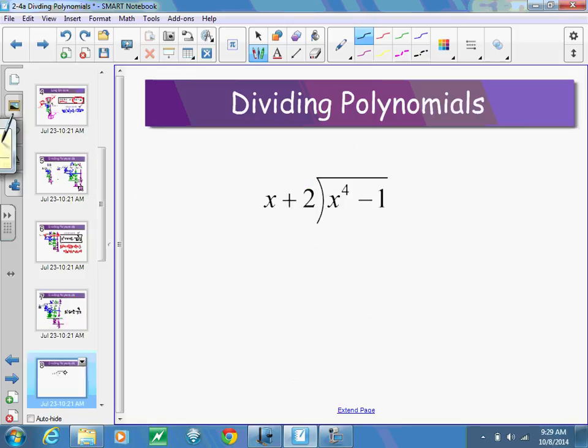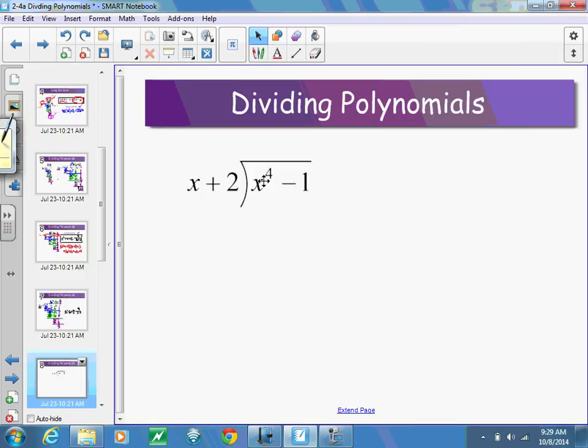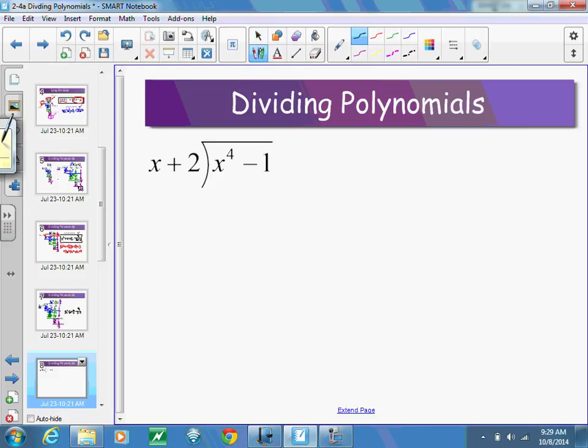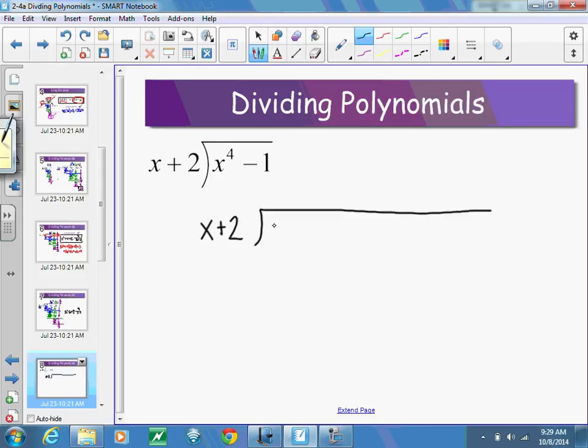Now, one thing to be really careful about is if you have a polynomial that you're working with in division and it's missing terms, you're going to want to fill in all of those terms with zeros before you start your long division. So here I have x to the fourth, but I'm missing an x to the third, so I'm going to put 0x to the third plus 0x squared plus 0x minus 1.